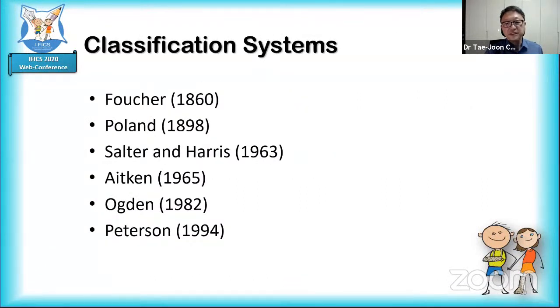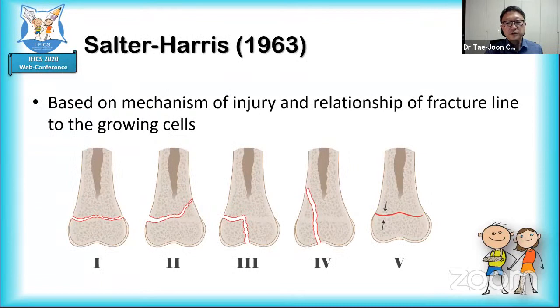Several classification systems have been suggested, and Salter-Harris classification is the current standard classification system. Dr. Salter and Harris published their classical paper back in 1963, classifying the physeal injuries based upon mechanism of injury and relationship of the fracture line to the growing chondrocytes.